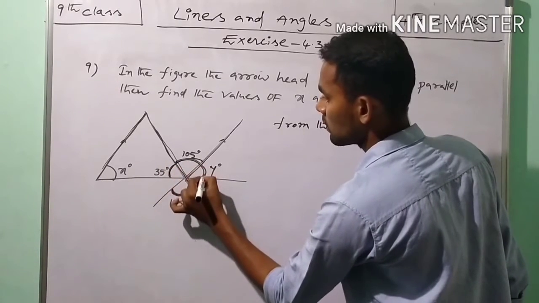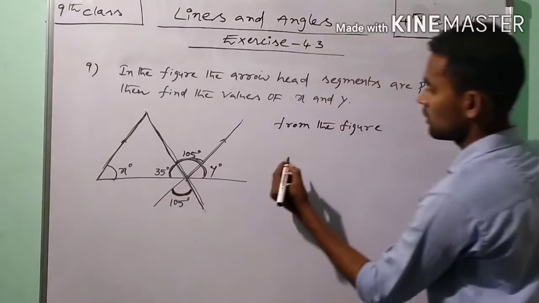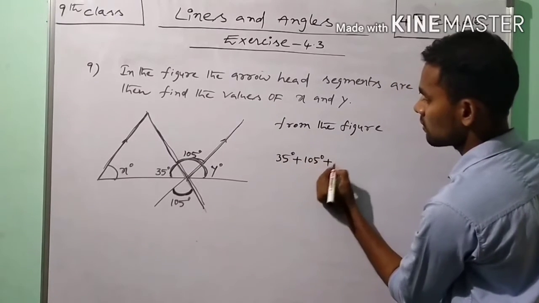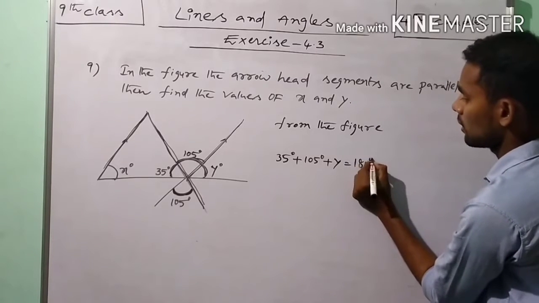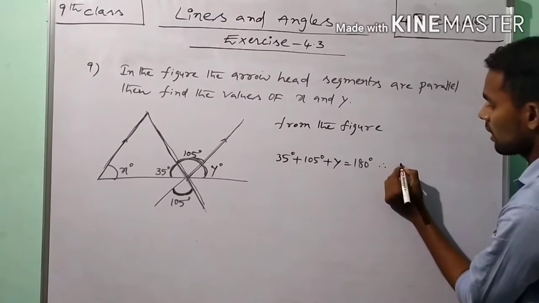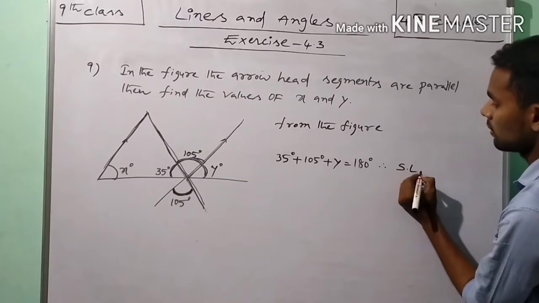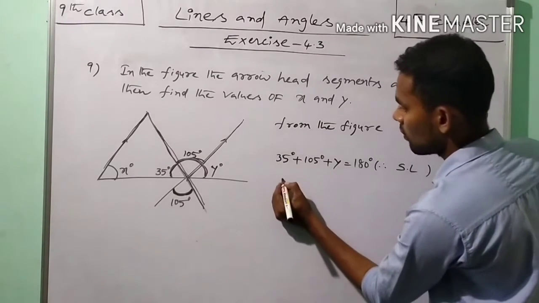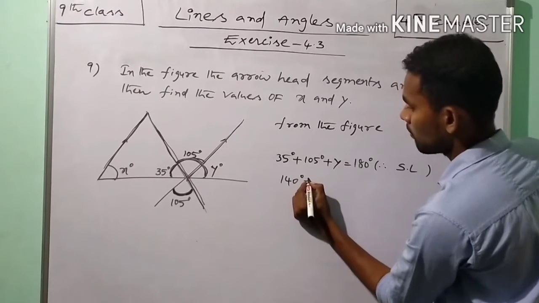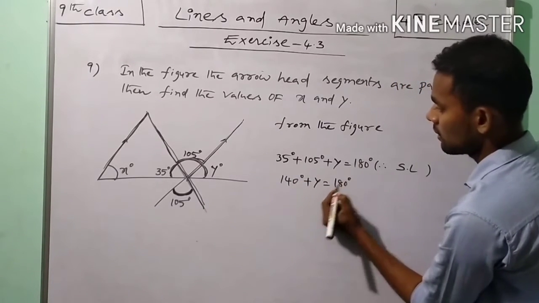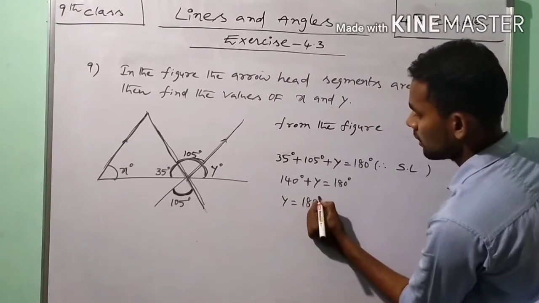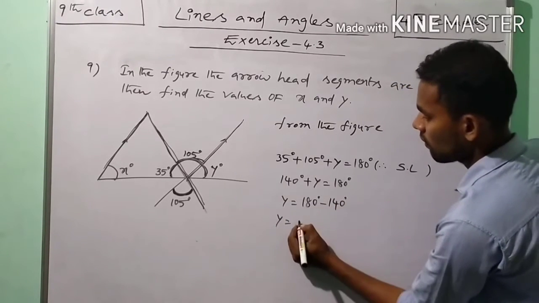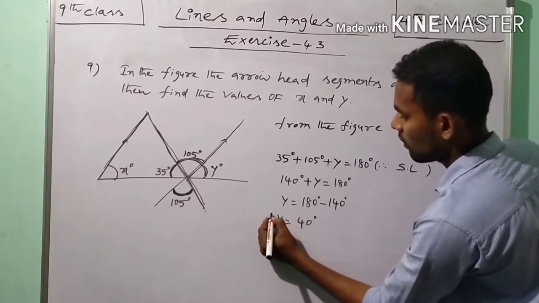Sum of three angles is 180 degrees. 35 degrees plus 105 degrees plus y equals 180 degrees, because they form a straight line. 35 plus 105 is 140 degrees, plus y equals 180 degrees. y equals 180 minus 140 equals 40 degrees. y equals 40 degrees.